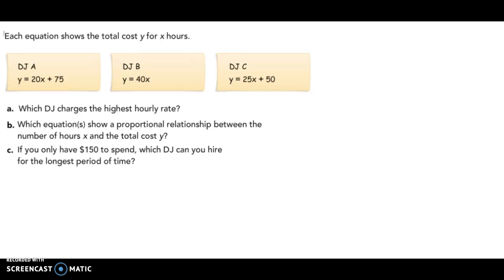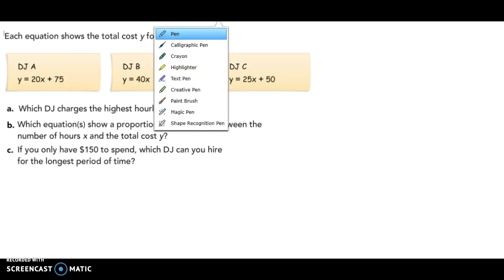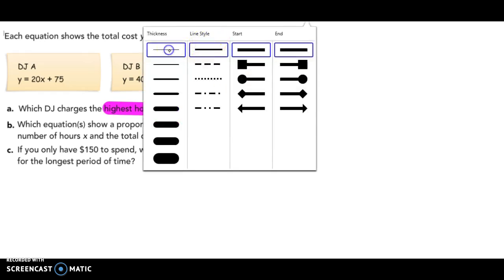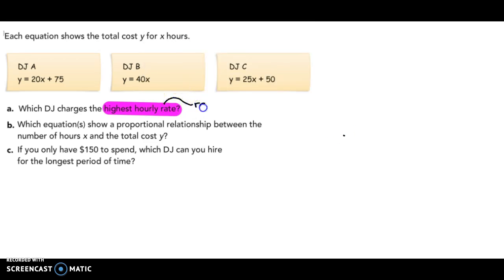Each equation shows the total cost y for x hours. Part A says which DJ charges the highest hourly rate. Well, remember, anything that deals with the rate represents my rate of change, which we know to be just our m value. So I'm going to highlight all of my m values in each equation. So the DJ that has the highest hourly rate, part A, would be DJ B.